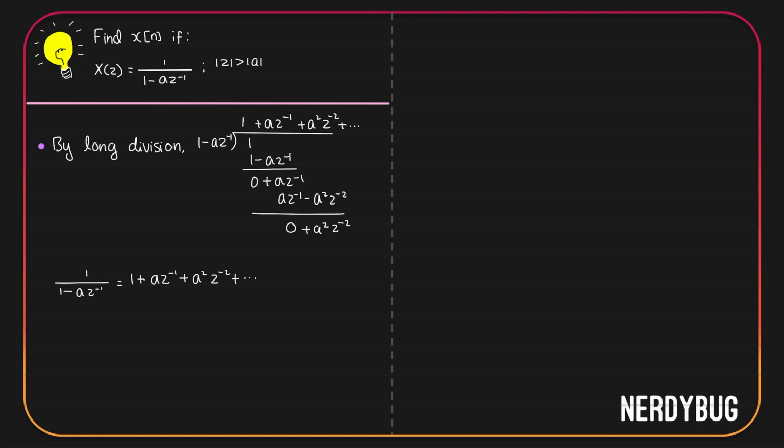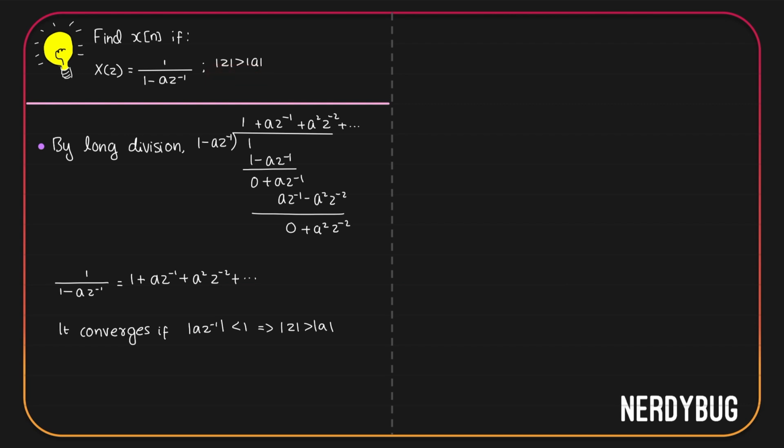So basically, this is a geometric progression with infinite terms. Its first term is 1. Its common ratio is a z inverse. For an infinite geometric progression to converge to a finite value, its common ratio magnitude should be less than 1. So this will converge if magnitude of a z inverse is less than 1, or magnitude of z is greater than magnitude of a. This condition is already given in the question, so we are good to go.